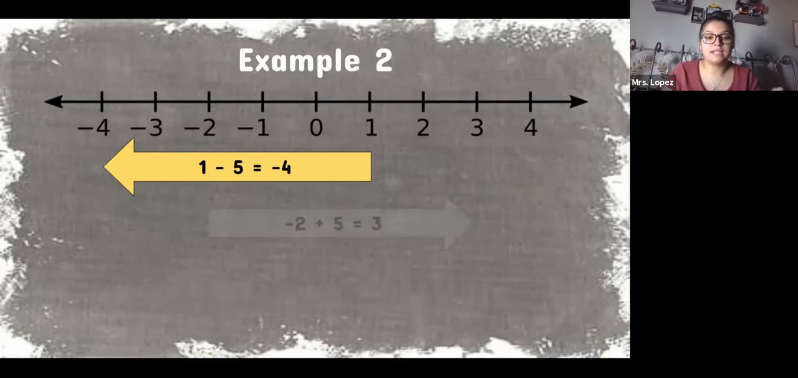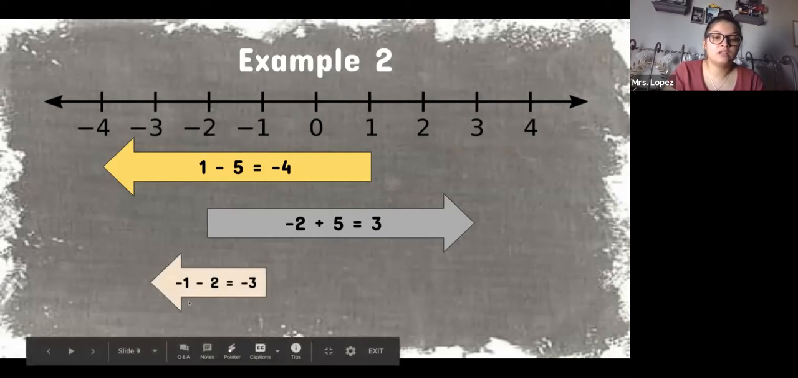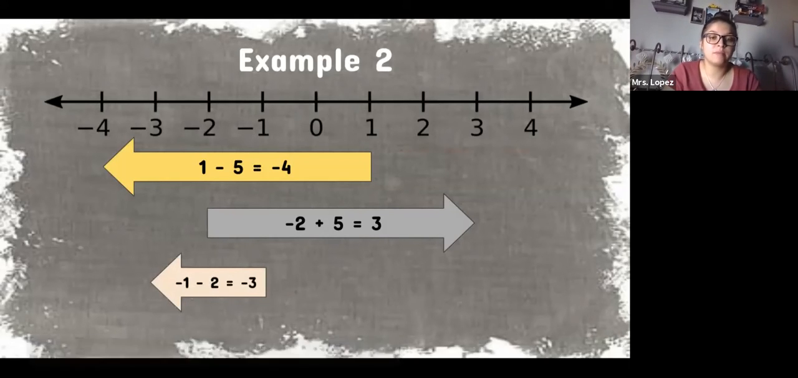Now, if I had an addition symbol like this one, it means I'm going to the right of the number line. I have -2, so I'm starting off with -2, and I'm adding 5 to -2, so that goes 1, 2, 3, 4, 5, and I ended up with +3. And then I have -1, so I'm going to start off with -1. I'm subtracting 2 from -1, so that means I'm going to the left 2 more spaces, and that ends me at -3.